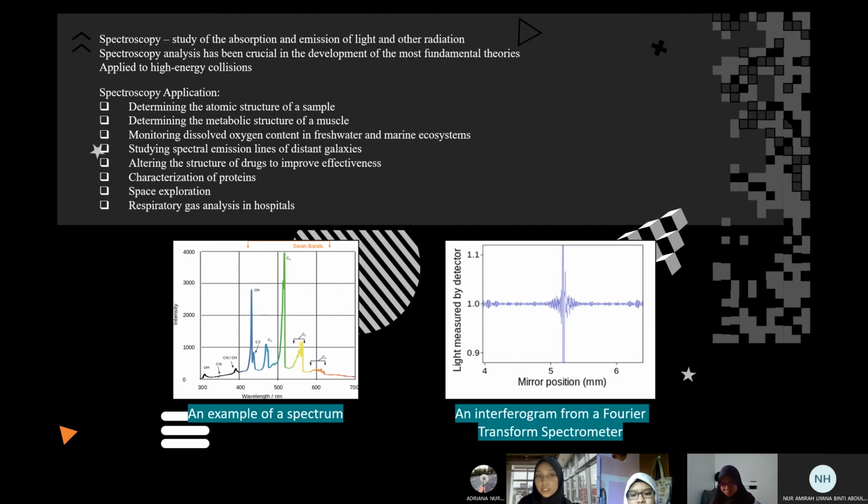So the peak at the center is the ZPD position, which is called zero path difference. Here all the light passes through the interferometer because its two arms have equal length. Next slide.